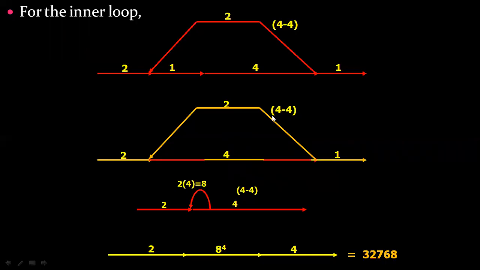Now this is the inner loop. Since this is the inner loop and it is taken 4 times compulsorily, 4 into 2 is 8. And this will become 4, because this is serial. So if you bring this here, this 4 into 1 will be 4.